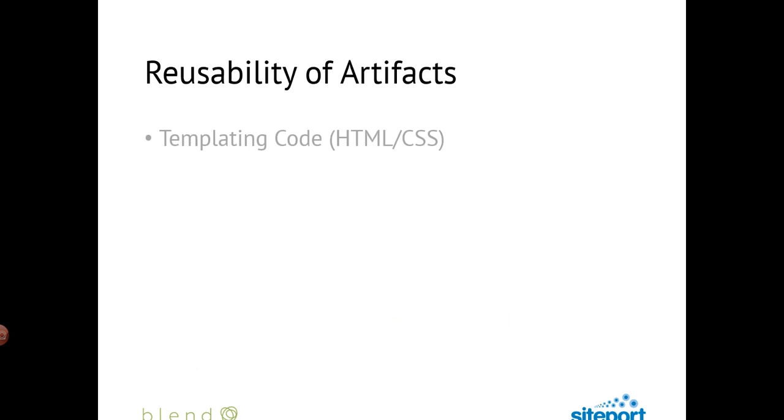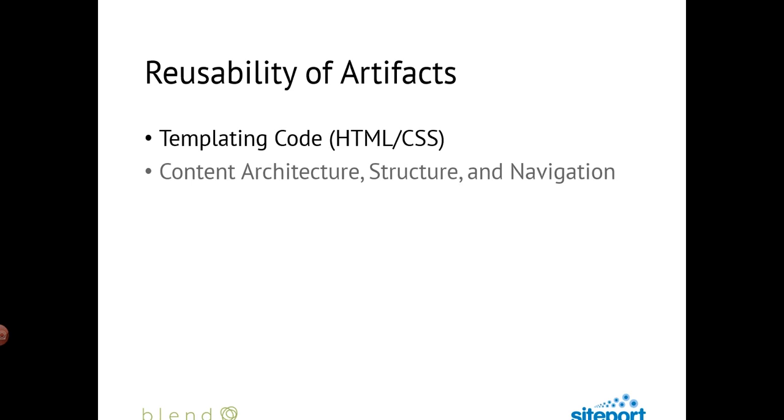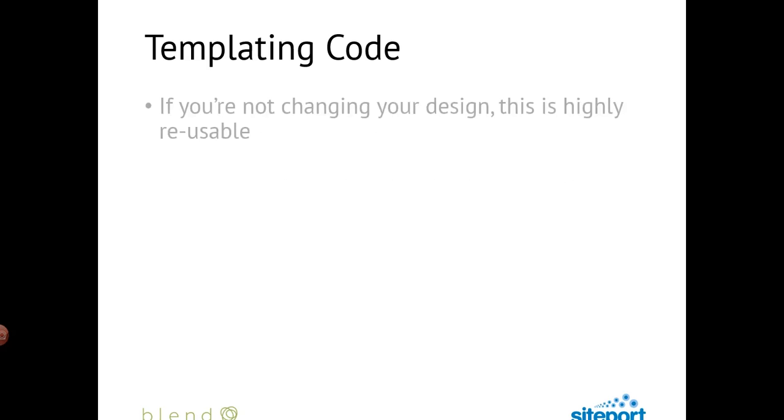There's really 3 artifacts you might want to reuse. And these are artifacts that were generated from your original build. Number 1 would be your templating code, the HTML and CMS that you originally put together for the source site. Number 2 would be the content architecture, structure, and navigation. And we'll talk about that again in a second. And number 3 would be the integration code, kind of all the random miscellaneous code that you used on your original build to connect to other systems.